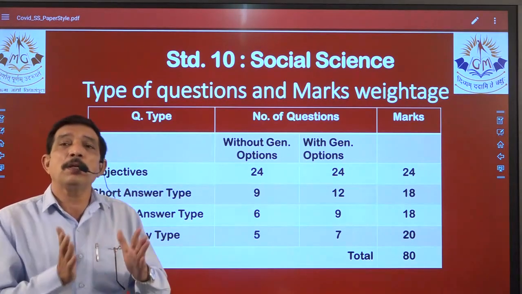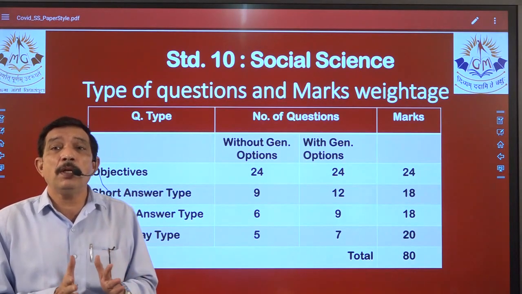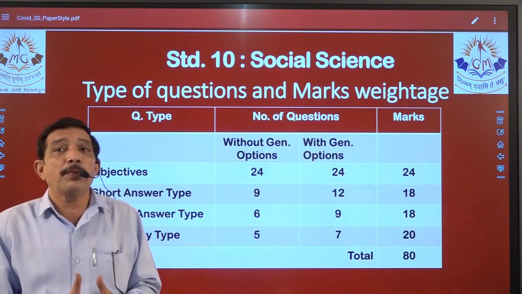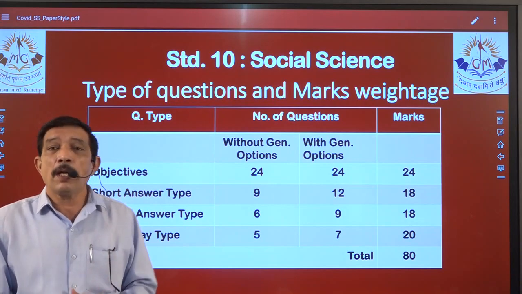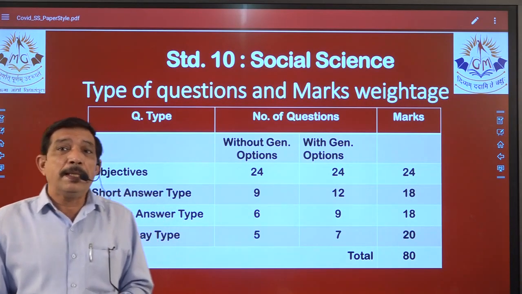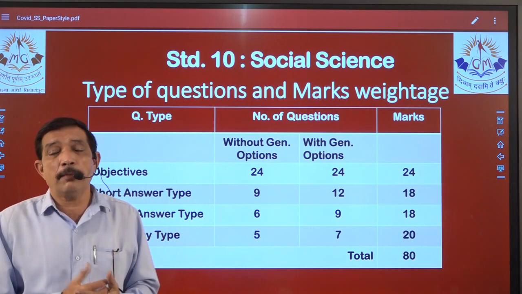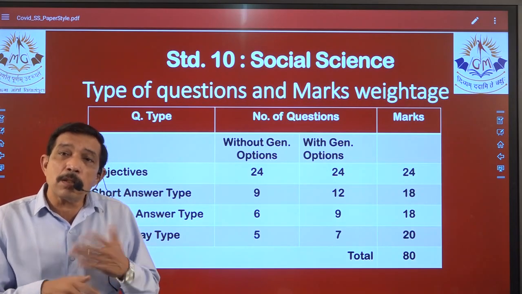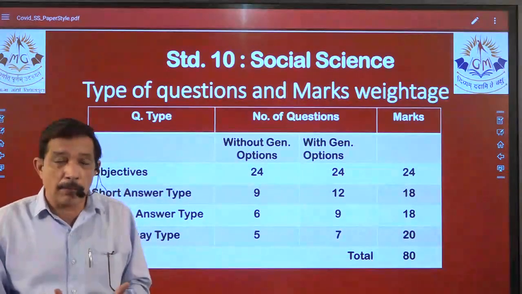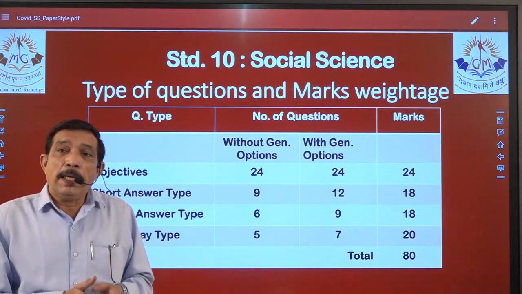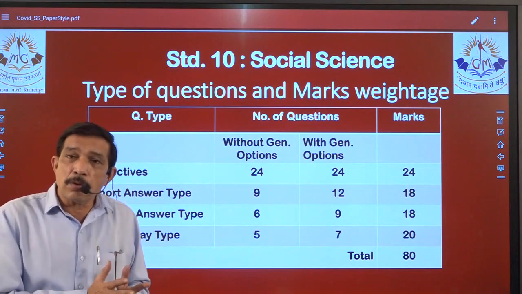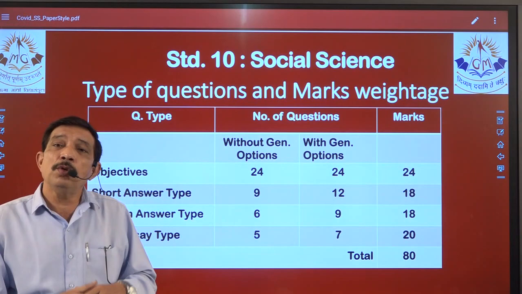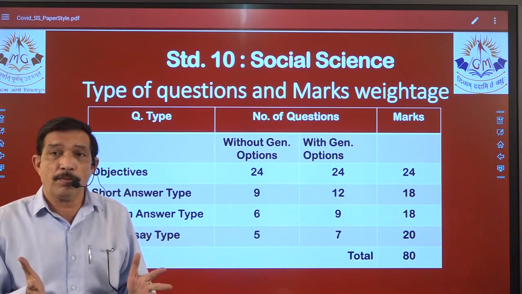That is removed in this new paper style, which will be true for this year only, for the students who are appearing in the 10th standard this year, 2021. The board has made the options go away, and instead of that, general options are given. That means instead of 10 questions, 12 or 13 questions will be given, so that you have a broader choice.